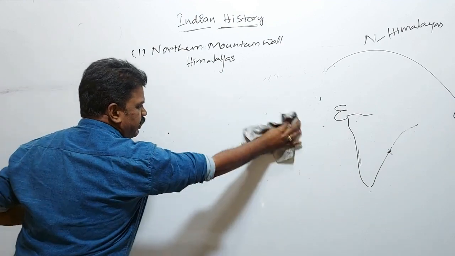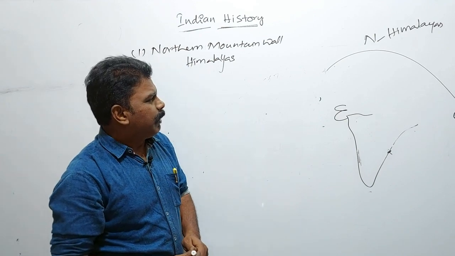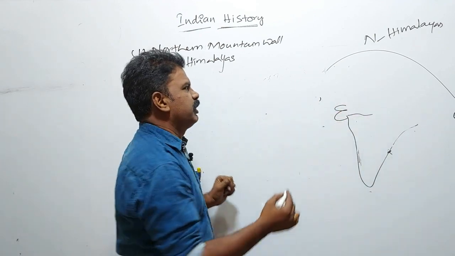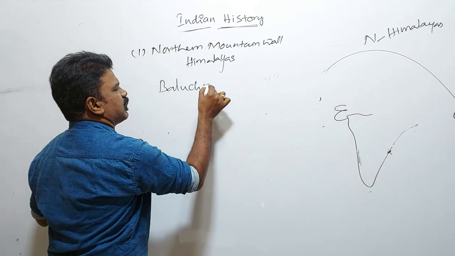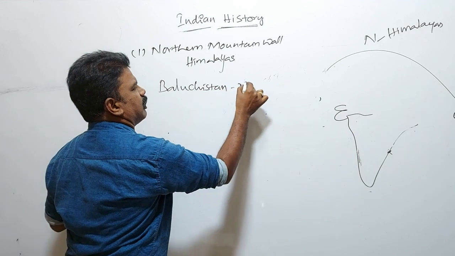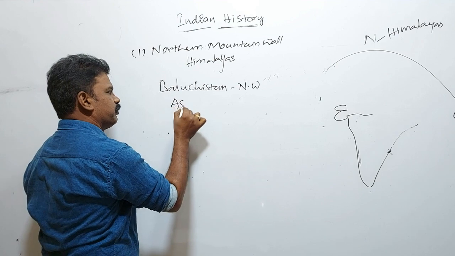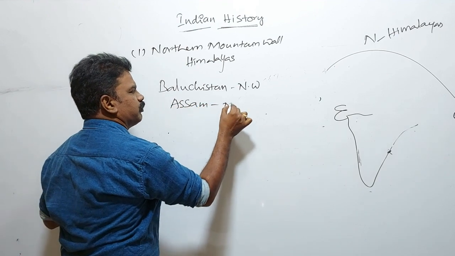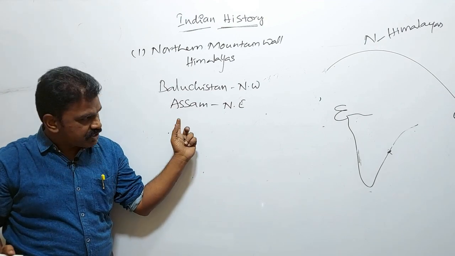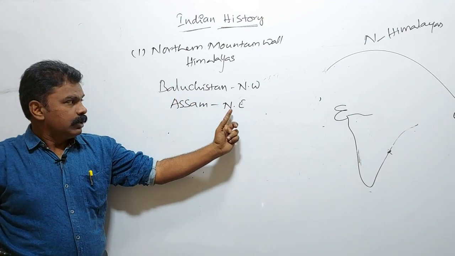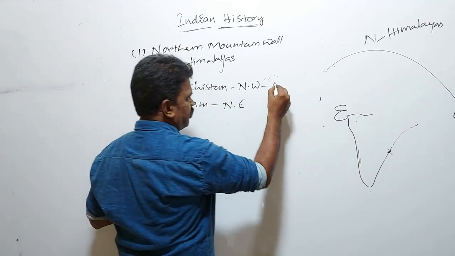And coming into the depth of the Himalayas, they stretch from Baluchistan in the northwestern region to the northeastern Assam, not up to Arunachal Pradesh. Baluchistan to Assam. The Baluchistan area starts from Nanga Parbat.